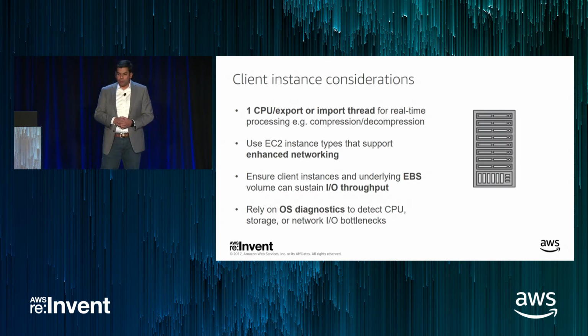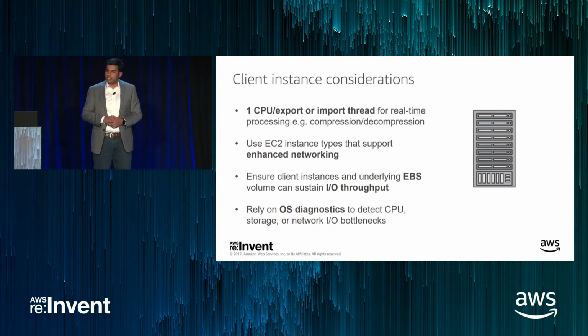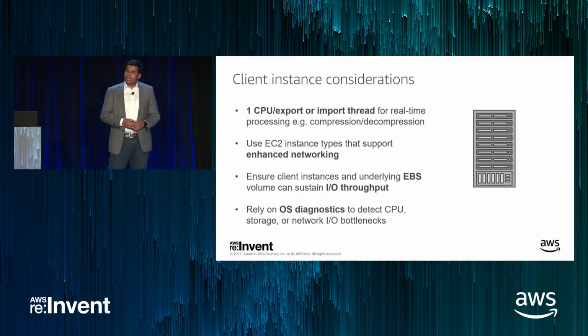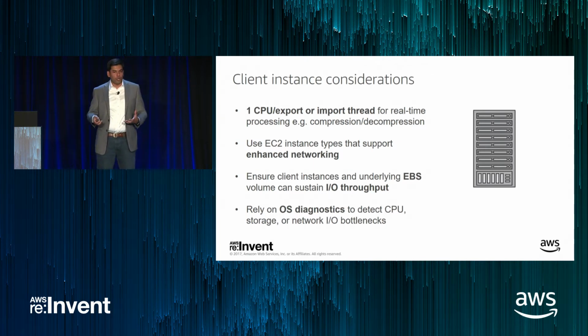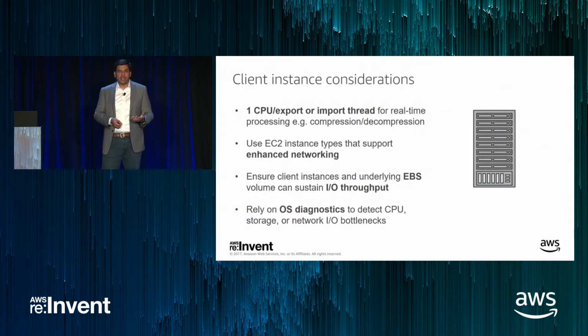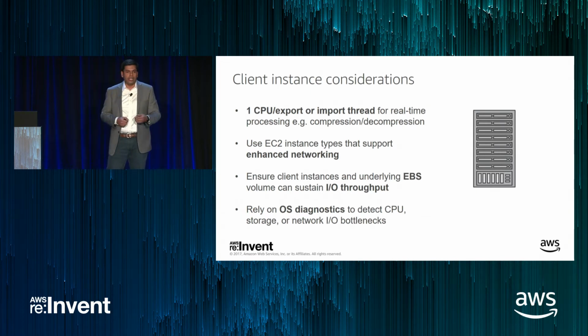EC2 instances also support enhanced networking. So make sure you go for those instances, and depending on the size of the instance you choose, you could get up to 25 Gbps of network bandwidth. Similarly, with EC2, you'll attach an EBS volume. Those volumes can support a certain level of IOPS. So depending on your migration, let's say you're trying to do a migration of 100 megabytes per second, make sure that your EBS volume supports 800 megabits of IOPS at least, right?